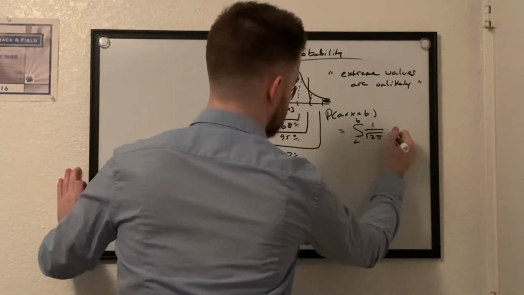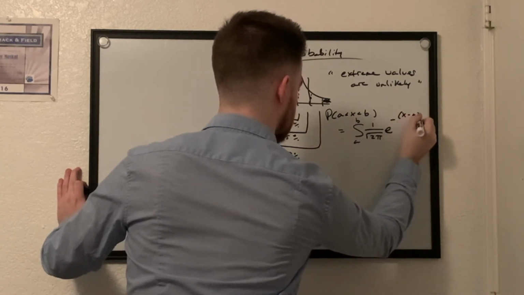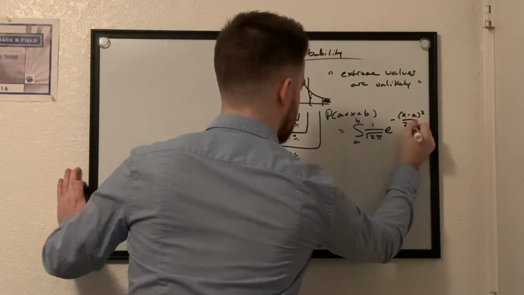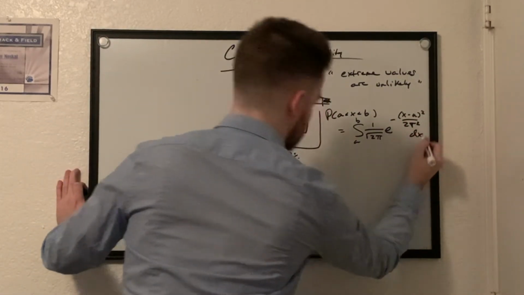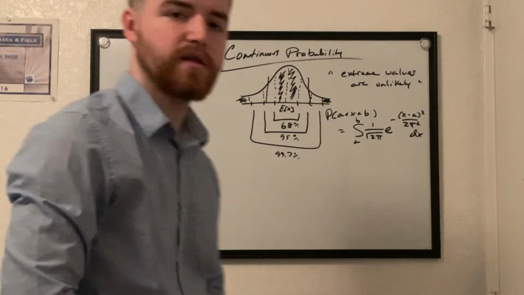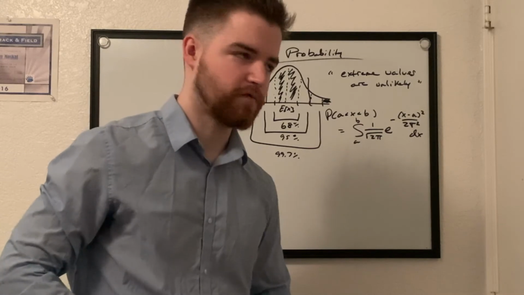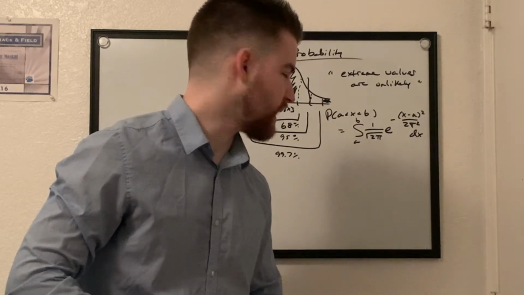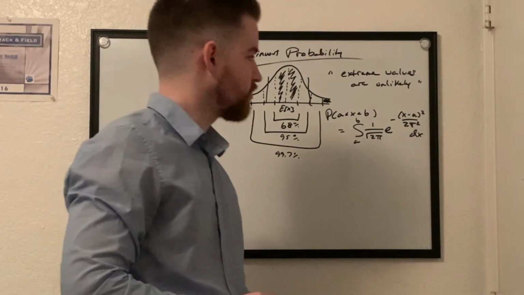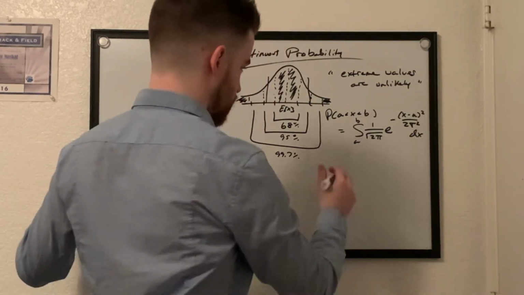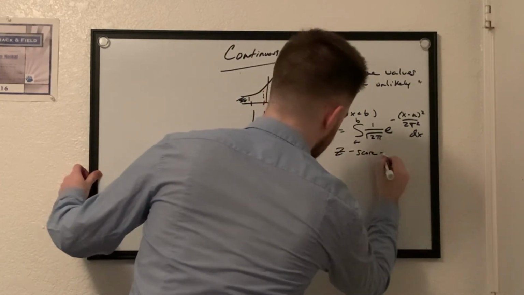1 divided by the square root of 2 pi, e to the negative (x minus the mean) squared divided by 2 times the standard deviation squared, dx. This is a mess, and we don't expect you to compute it by hand. In fact, I don't believe I've ever had to compute it by hand myself. These values are already made for you in the z-score table.